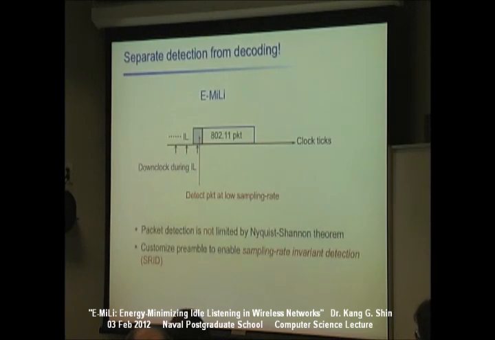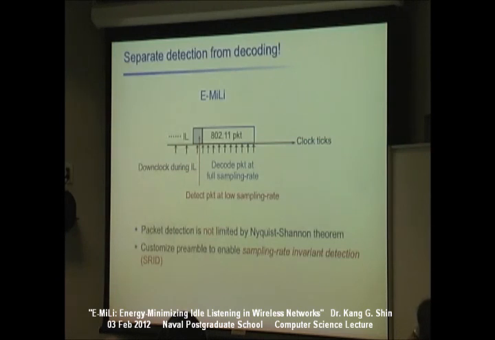Okay, so let me give you more details here. Live listening mode: when there is a beacon signal, you're supposed to have the preamble first and then the 802.11 packet. And I want to recognize this part without the restriction imposed by the Nyquist-Shannon sampling theorem. We came up with a sampling-rate-invariant detection mechanism, as I already mentioned, by transmitting C copies of the same random sequence.